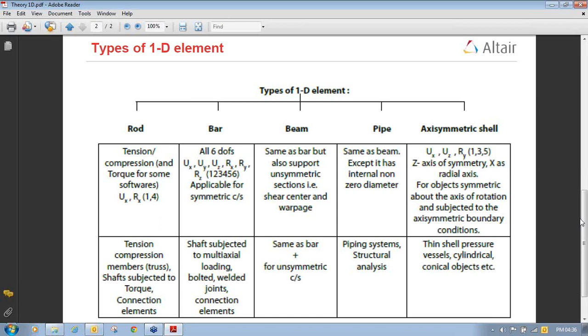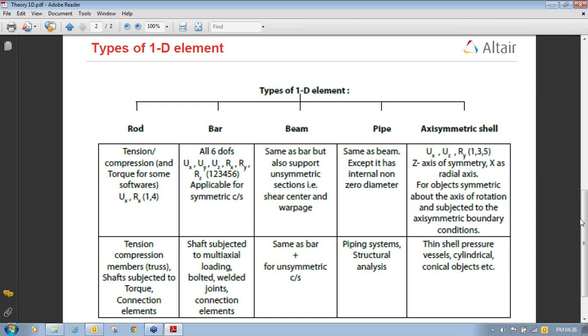Then bar element. Bar element supports all the 6 degrees of freedom, that is it supports translation along XYZ axis and rotation along XYZ axis, and they are applicable only for symmetric cross sections. The practical applications of bar element are shafts subjected to multi-axial loading, bolted and welded joints, and connection of elements.